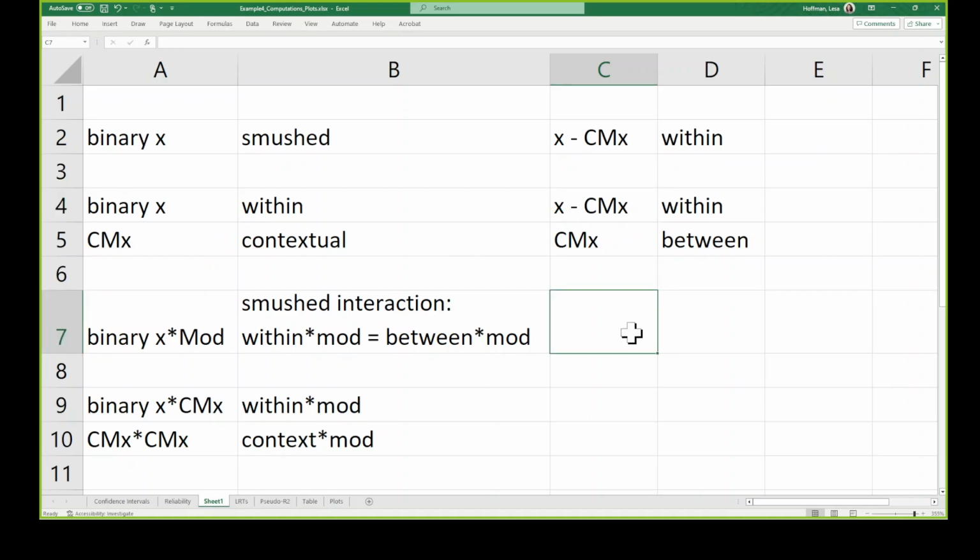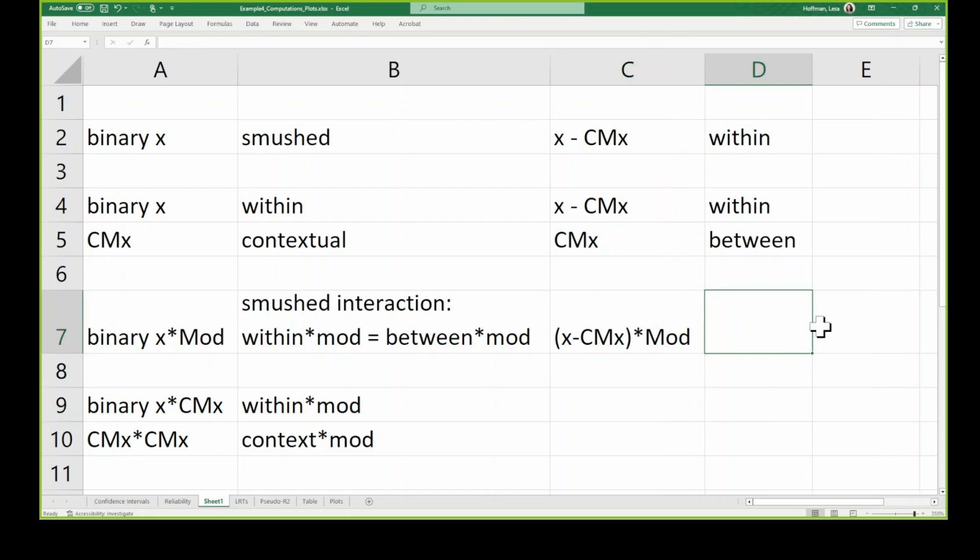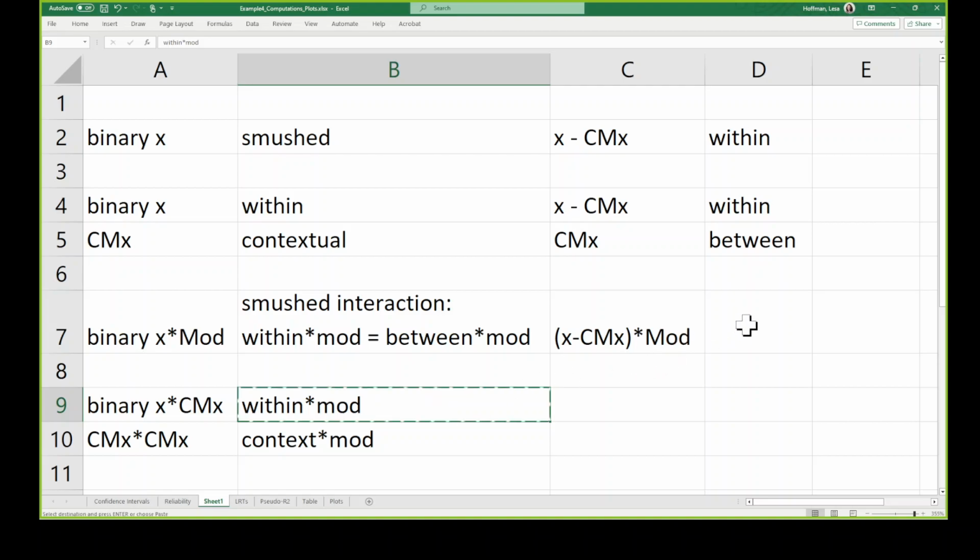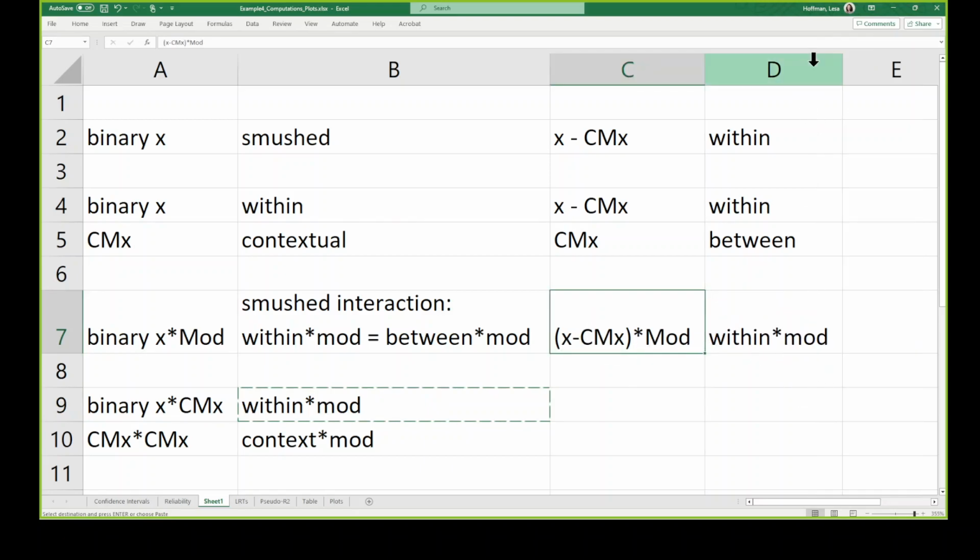So if I do my cluster mean centered x, order of operations is very important here even when you're pretending, times moderator. This is what? Cross-level interaction, unsmooshed. Is it smushed or is it okay? Okay. What makes you say that it's okay? Because you are considering only the within part of your predictor. Yeah. Again, all it has is within. So this is the only thing it could possibly be.